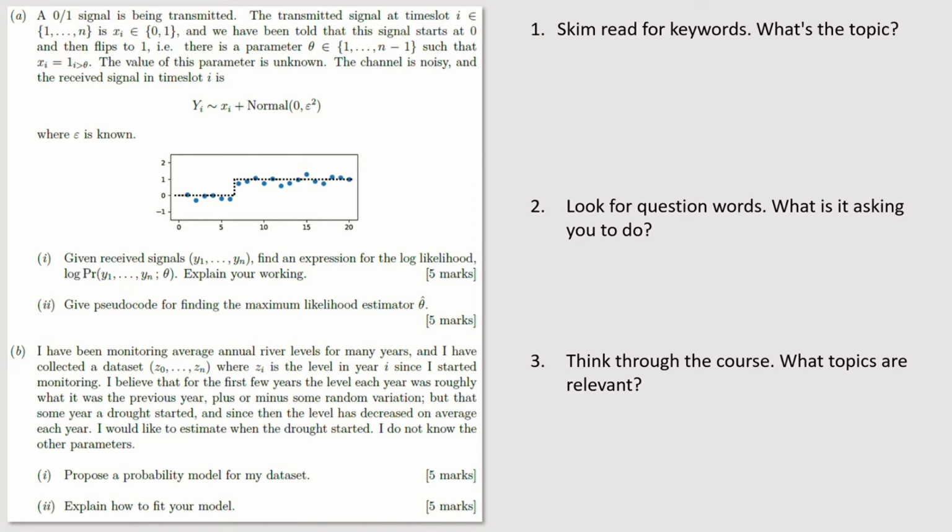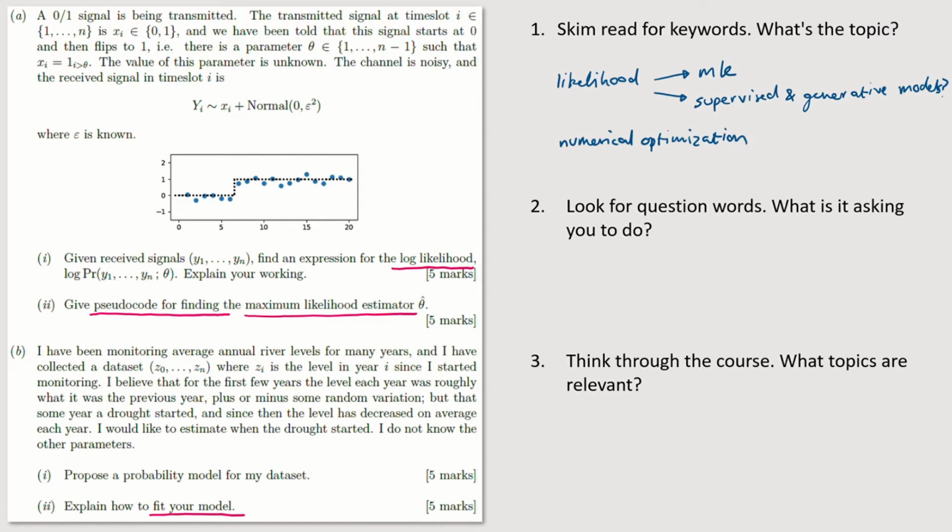Here, skimming through the question, there's a whole load of specifics about a particular model, but the generic keywords that I see are log likelihood, maximum likelihood estimator, and pseudocode for finding maximum likelihood estimators, and fitting a model. So that tells me this question is something to do with likelihood and maximum likelihood estimation, and perhaps numerical optimization. I also see the y1 ... which is the sort of notation that we used for generative models and supervised models, so those should also be in the back of my head.